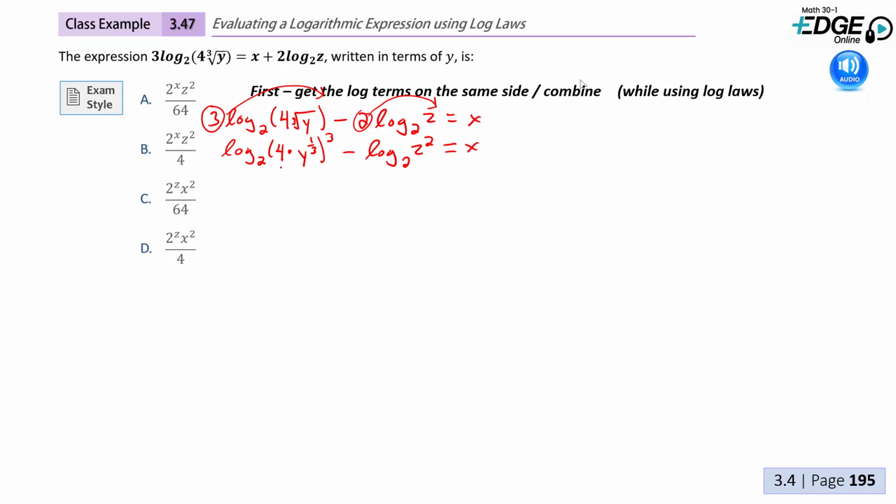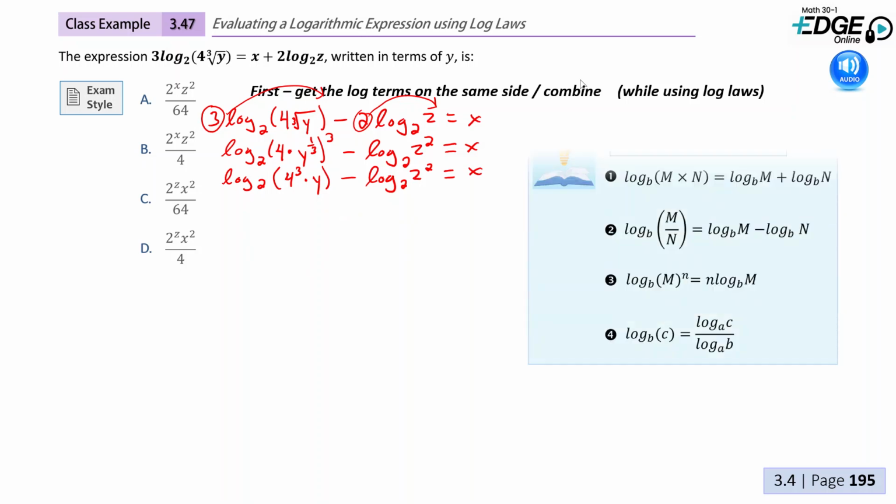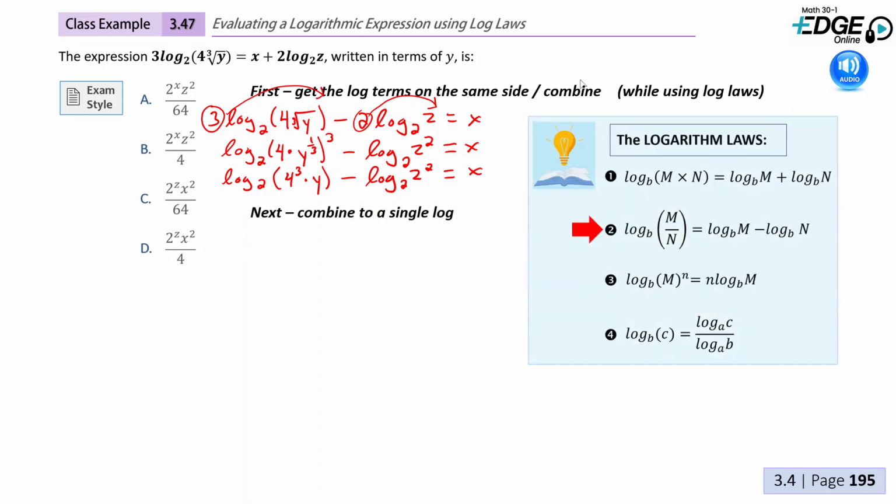Now I'm going to do one more line so that I can combine that 3 with these ones. So we'll write log base 2 of 4 to the power of 3 times, now 1/3 times 3 is just going to be 1. So now that's just y. Minus log base 2 of z squared. And that's equal to x. So now we're ready to combine into a single logarithm.